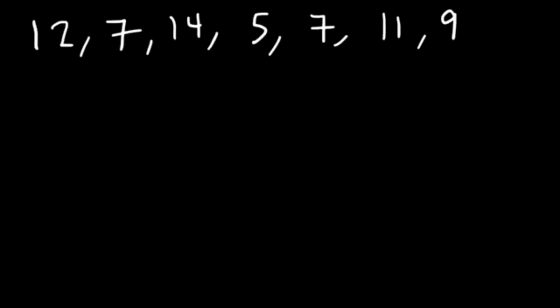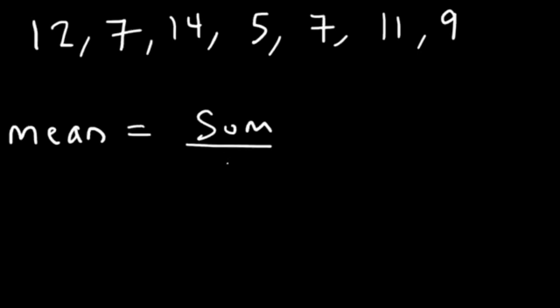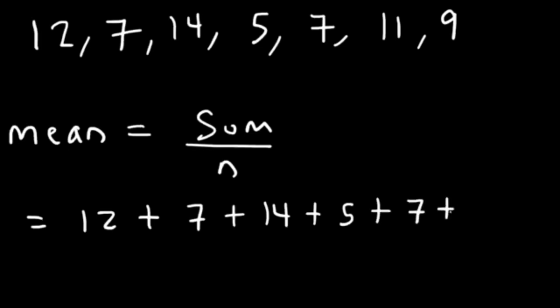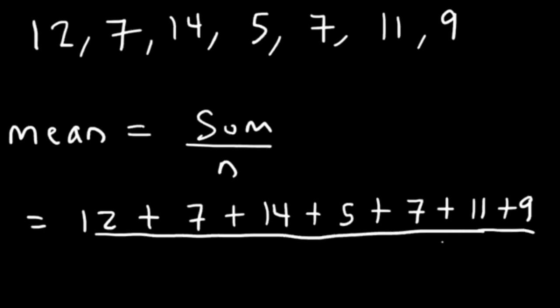What would you do to find it? To find the mean, which is basically the average of the 7 numbers, you need to take the sum of the 7 numbers and divide it by the numbers that you have, which is 7. And so that's how you can calculate the average or the arithmetic mean. So let's go ahead and do that. So let's add up 12 plus 7 plus 14 plus 5 plus 7 plus 11 plus 9. And since there are 7 numbers, let's divide it by 7.